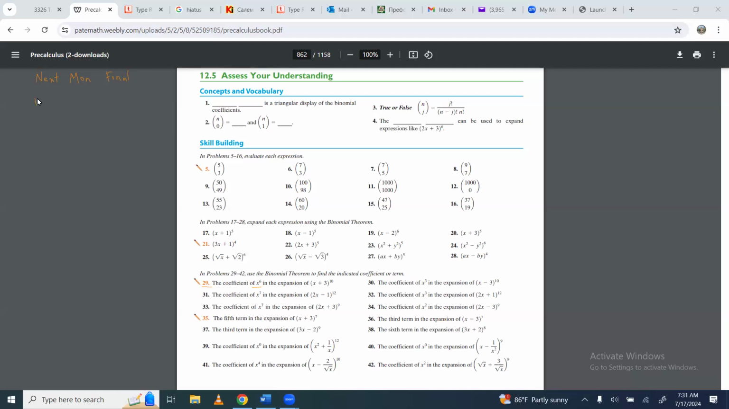In exercise number 29, I think I will need to share a board, but maybe I'll just do the problem first and then we'll expand this a little bit better. So the 10th power of x plus 3. We need to utilize the binomial decomposition. Why is it called binomial?